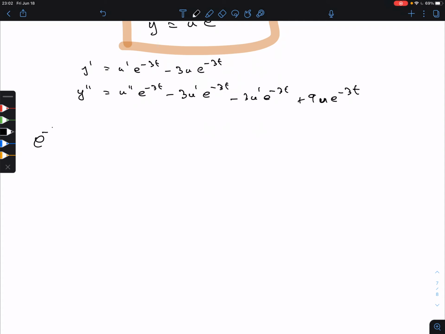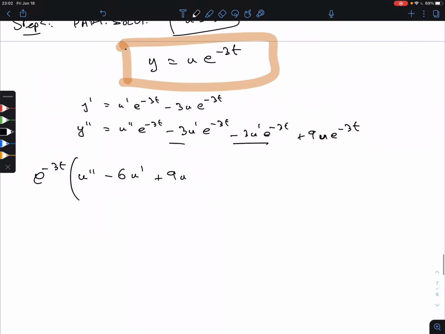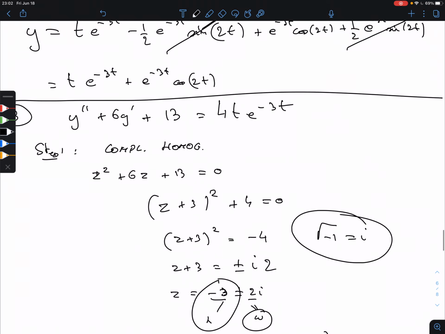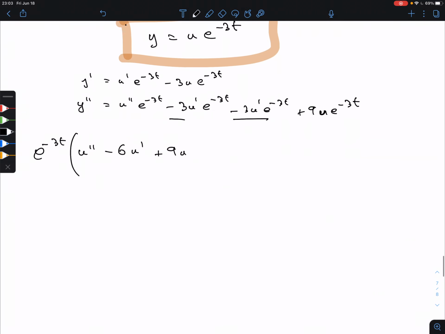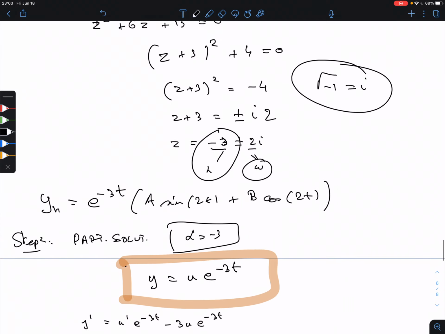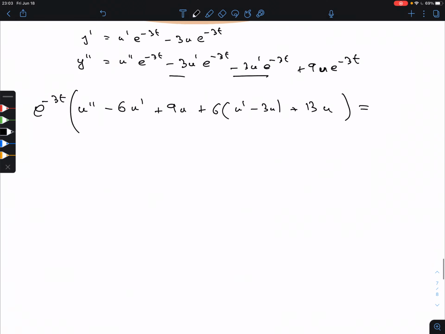We know that an e to the minus 3t can be factored out. So the y double prime contribution is u double prime. Since we've done this so many times, we know that these two numbers are always going to be the same, minus 6u prime plus 9u. Then we have plus 6 times y prime, so plus 6 times u prime minus 3u, plus 13 times u. And that is equal to whatever the other side was, 4t e to the minus 3t.